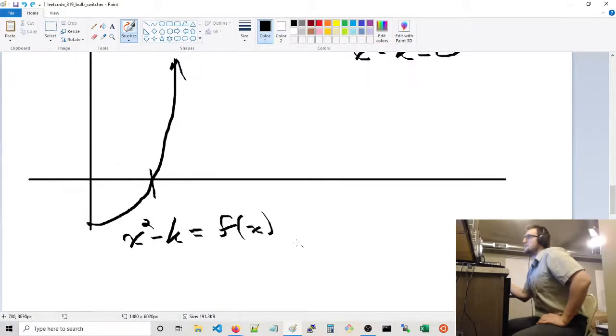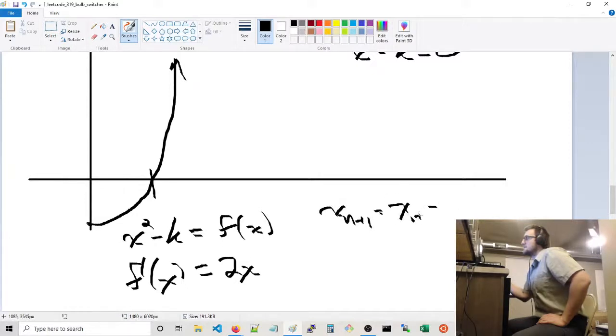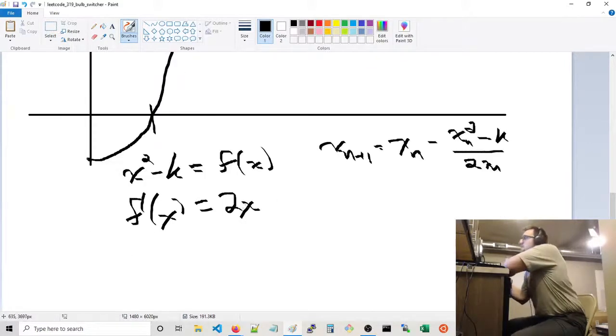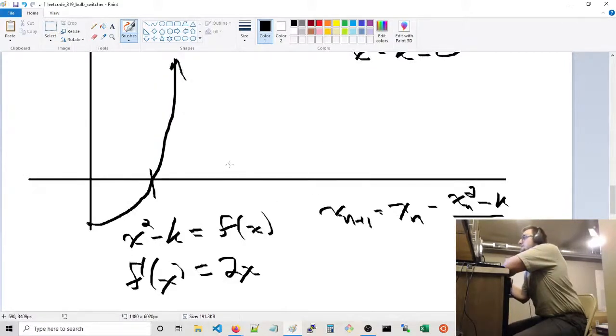So that's f, and f prime of x is 2x. And so x sub n plus 1 is going to be x sub n minus f of x sub n, which is x sub n squared minus k over 2x sub n. Is that right? Something about this doesn't seem right.